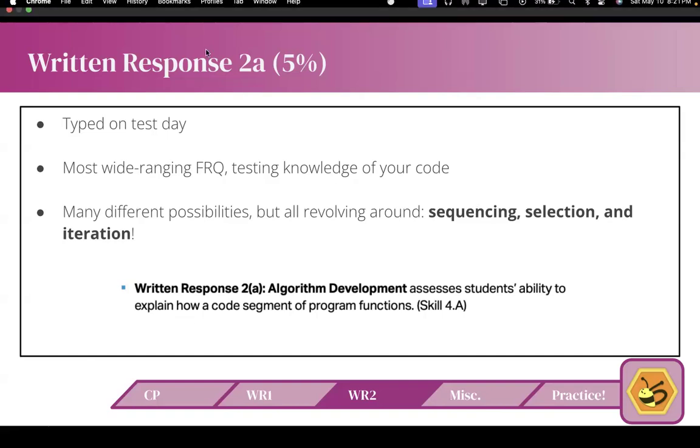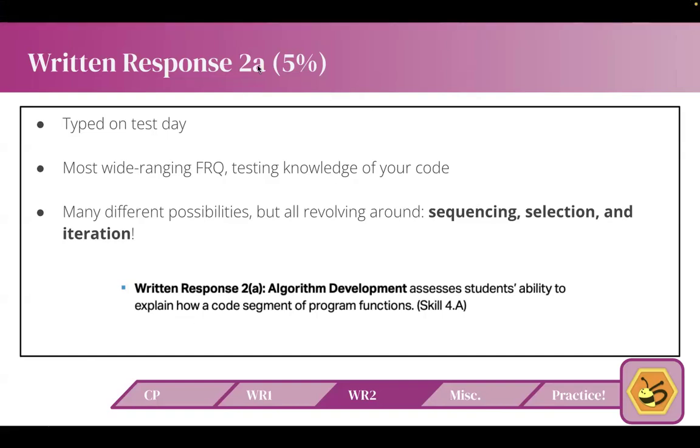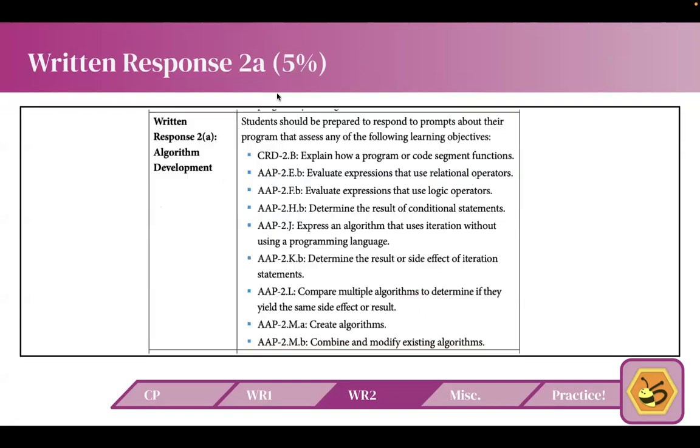This is 2A. So when I say there's four free response questions, I'm talking about 1 and then 2A, 2B, and 2C. So let's go on to this. This is, again, the general list of what you could be asked, right? So if you can go down the list and say, oh, I know how to do that, we're all good. The first one is explain how a program code segment functions.